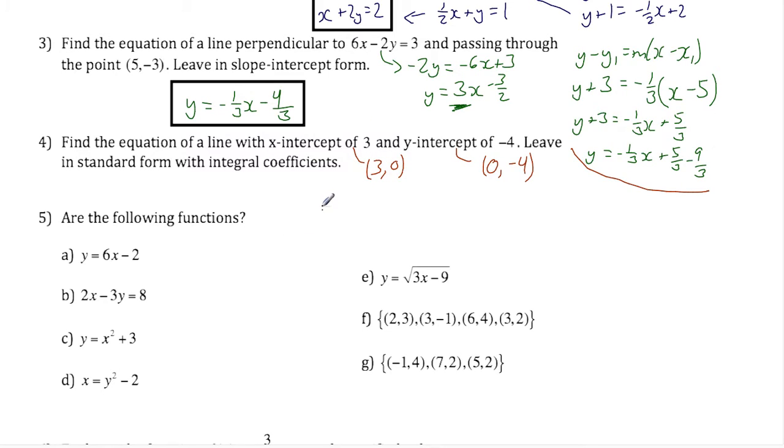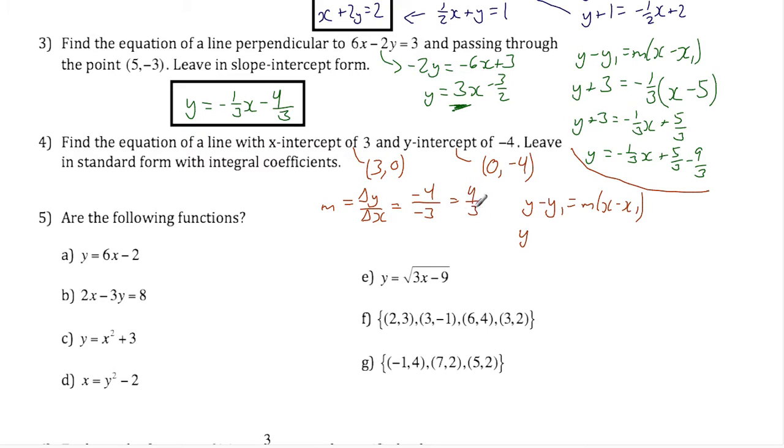Don't forget that the slope, m, is change in y over change in x. So if I do negative 4 minus 0, I get negative 4. And then 0 minus 3 is negative 3. So that gives me 4/3. So I plug this into the formula, y minus y1 equals m times x minus x1. And I get y. I can really choose whichever point I want.